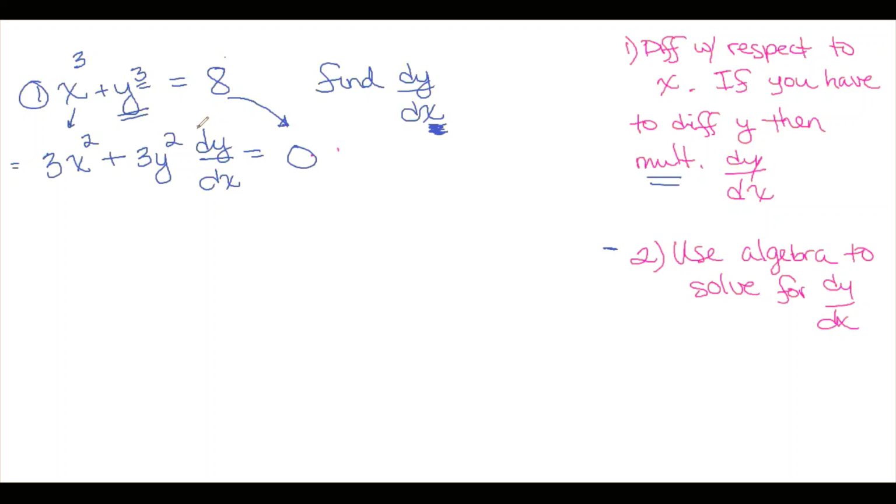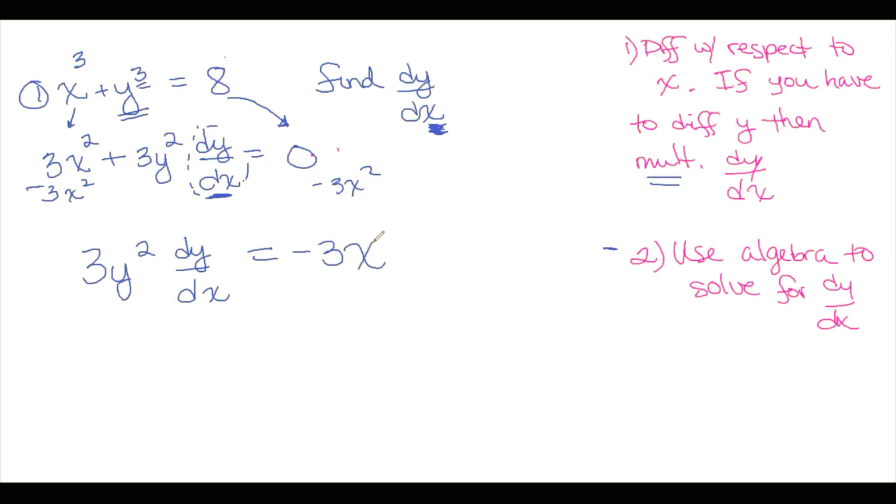So treat this in your brain like it's a variable, all right? And you're going to solve for it just like it was a letter, and you're going to do what you would always do in algebra. If I wanted to get this alone, I would first subtract 3x squared from both sides. And that would give me 3y squared dy/dx is equal to negative 3x squared.